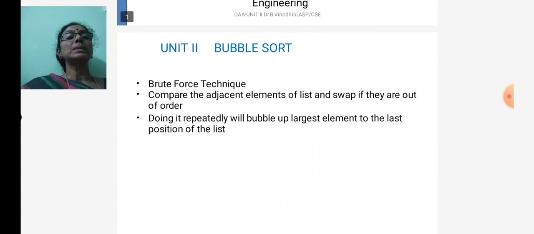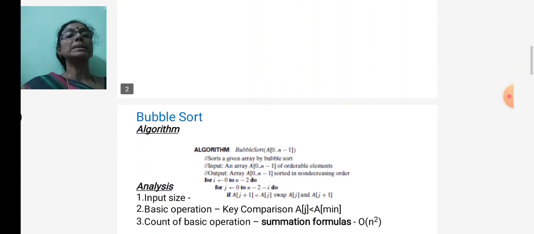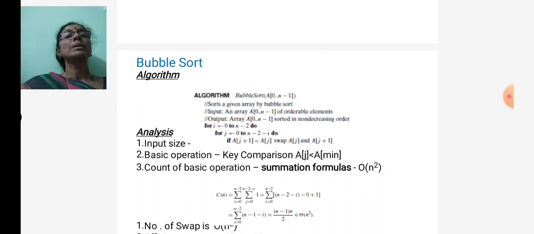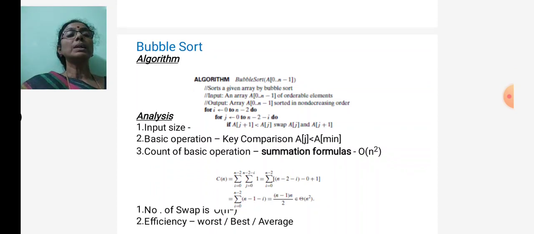Now, in the bubble sort algorithm, what is the basic operation? Based on the general plan for non-recursive algorithms, first we have to find the input size. The input size here is n. The second step is to find the basic operation. The basic operation is the comparison of two adjacent elements. The third step is to count how many times the basic operation is executed, based on the innermost loops. Then, using summation formulas, we find the efficiency of the algorithm. So the efficiency of the algorithm is order of n squared.